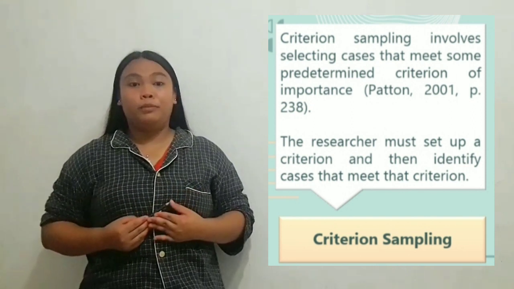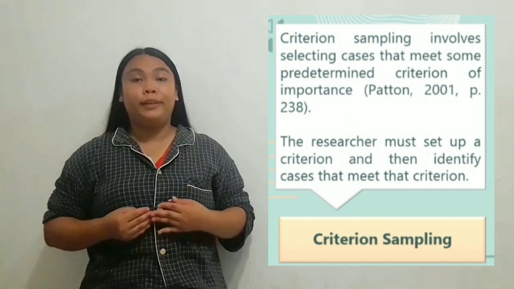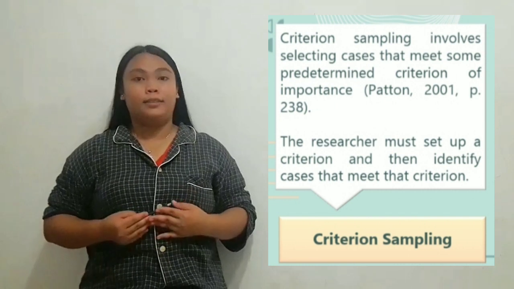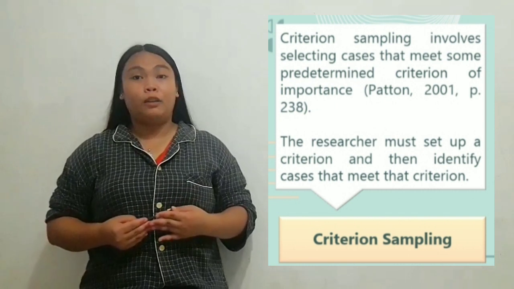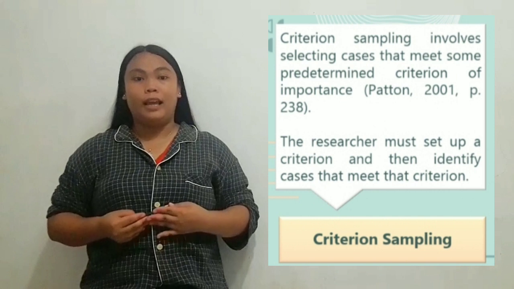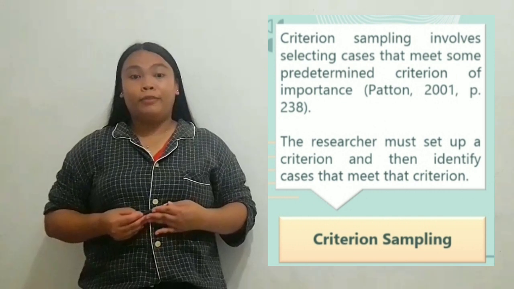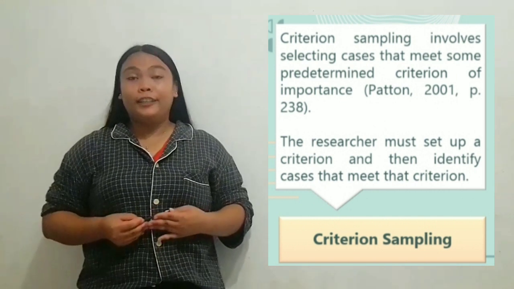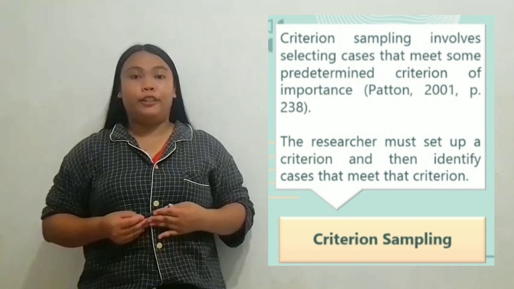Now let's move on to criterion sampling. Criterion sampling involves selecting cases that meet some predetermined criterion of importance. This is according to Patton 2001, page 238. The researchers must set up a criterion and then identify cases that meet that criterion. For example, every patient at a practice receives a satisfaction survey at the end of his or her visit.